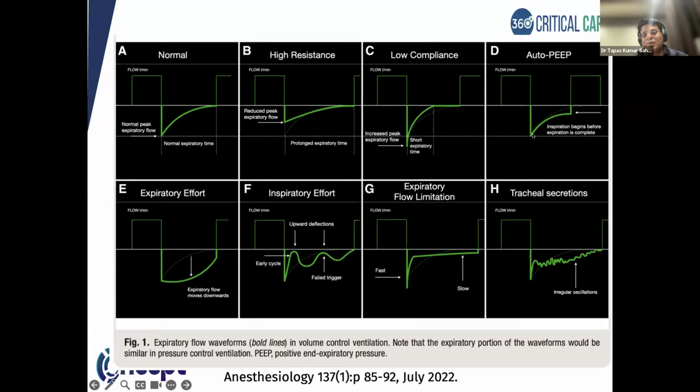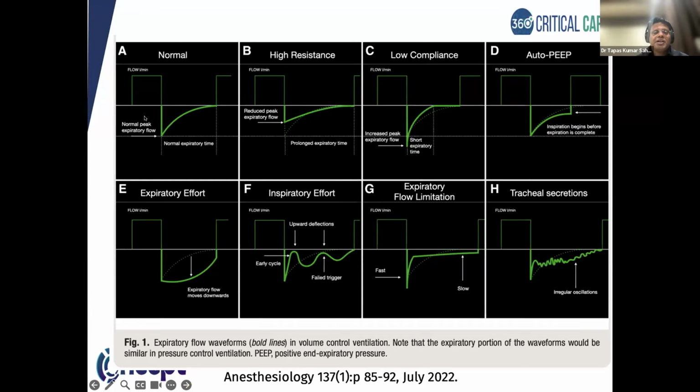Auto PEEP generated, I have already told you, the inspiration begins before the expiration is complete. So that means every time there is air trapping. Okay. And that is actually affecting the venous return and the hemodynamics. Now, expiratory effort, you can see here expiratory flow moves downwards.